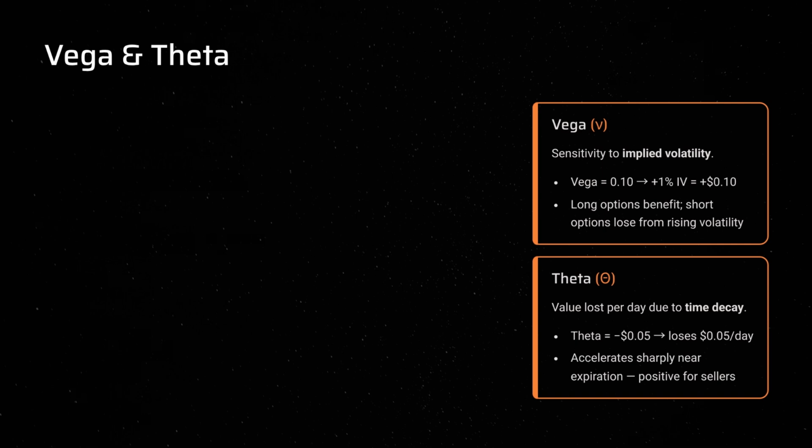Theta represents time decay, the gradual loss of value each day. A theta of minus 0.05 means the option loses 5 cents per day if all else stays the same. This time decay speeds up as expiration gets closer. For sellers, theta works in their favor. For buyers, it's the silent cost of holding options.